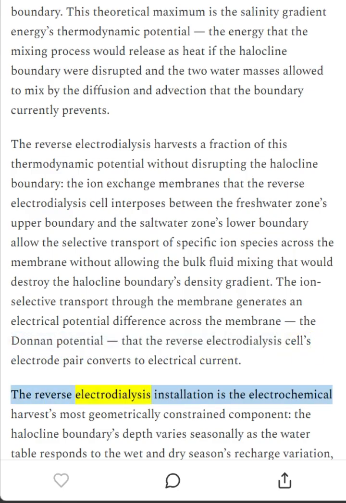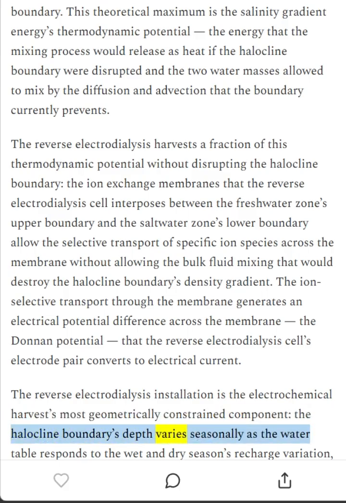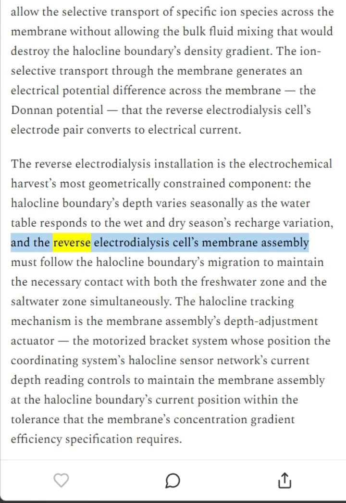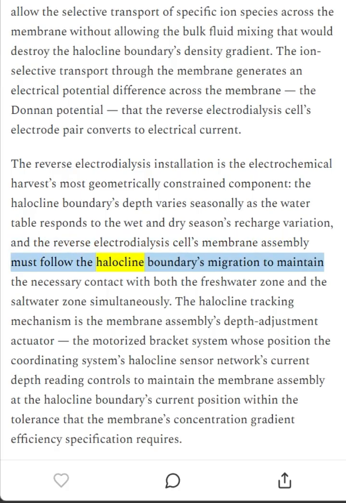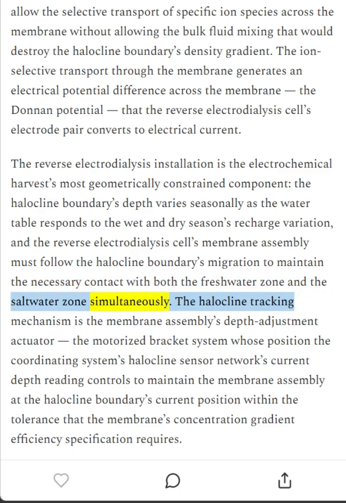The reverse electrodialysis installation is the electrochemical harvest's most geometrically constrained component. The halocline boundary's depth varies seasonally as the water table responds to the wet and dry seasons' recharge variation. And the reverse electrodialysis cell's membrane assembly must follow the halocline boundary's migration to maintain the necessary contact with both the freshwater zone and the saltwater zone simultaneously.